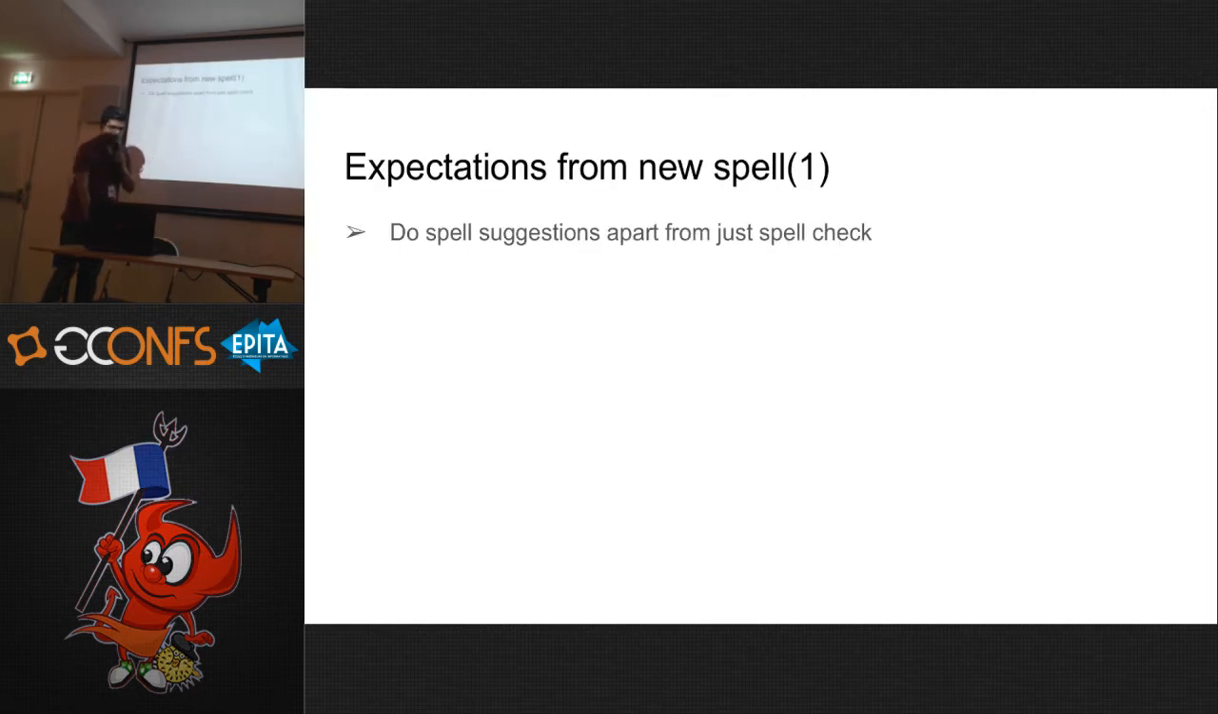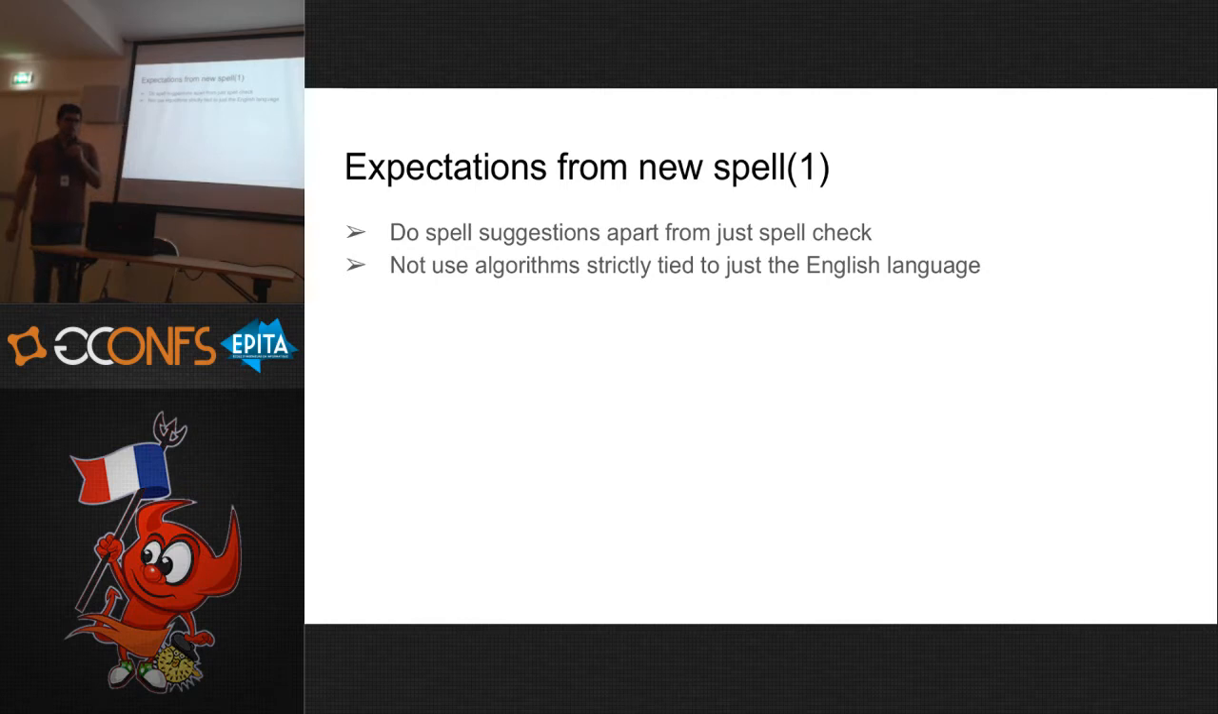So based on these shortcomings, I have come up with these set of requirements. Just apart from doing a spell check, it should also do spelling suggestions. So it should come up with some possible correct spellings for the misspelled word. It should also use algorithms which are not strictly tied to the English language. For example, those inflection rules will not work with other languages. So if we can come up with algorithms which don't use such kind of rules, that will be good. So we can use the same implementation with a different language dictionary and it should work.